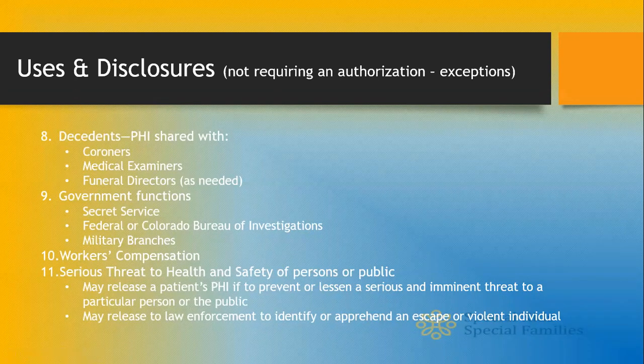11 would be an exception to sharing information if there's a serious threat to health and safety of persons or public. So we may release a patient's PHI to prevent or lessen a serious and imminent threat to a particular person or to the public. We also may release to law enforcement to identify or apprehend an escaped or violent individual.